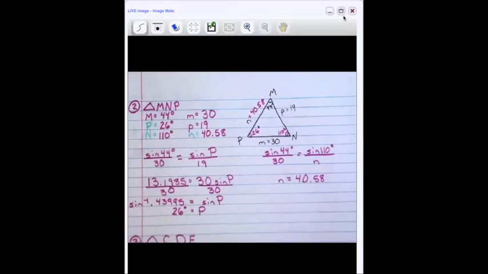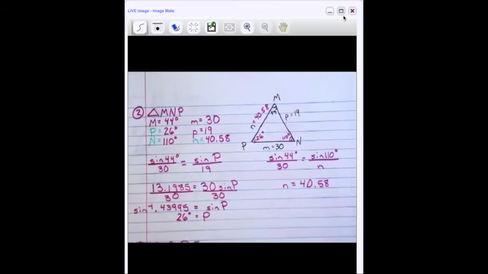Now, if you look at the examples that I gave you, that one was kind of a special case where 2 of the legs were equal, so that's not always going to work out that way. For this one, I was given this angle M and side M. So anytime I have an angle and a side that match up, I can use the law of sines. Let me say that again. Anytime I have an angle and a side that match up, I can use the law of sines.